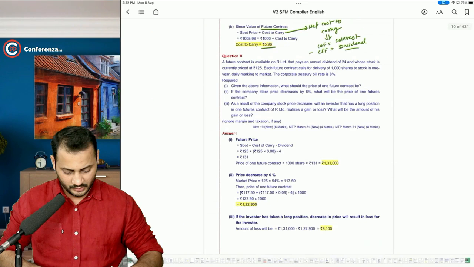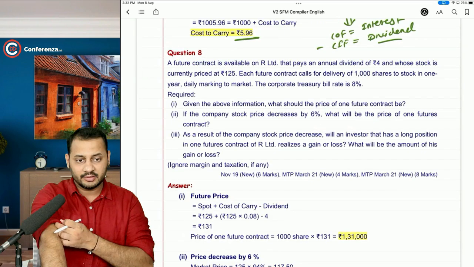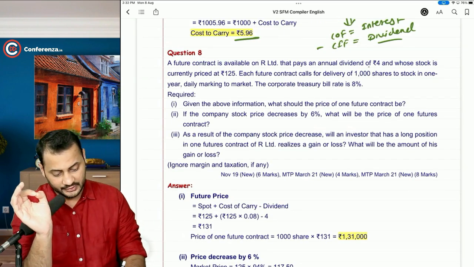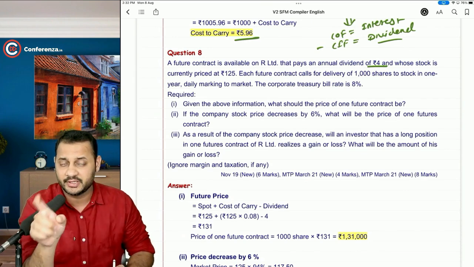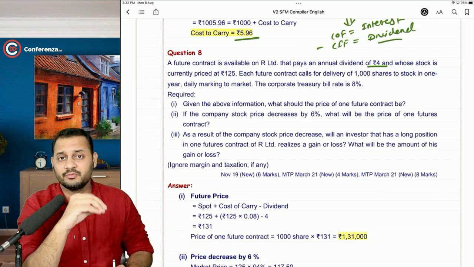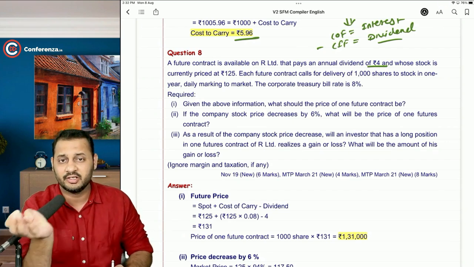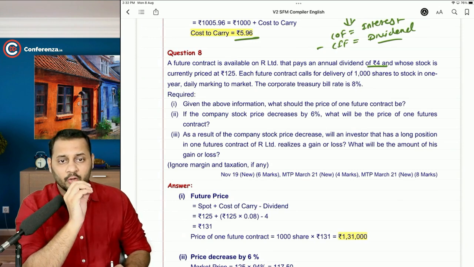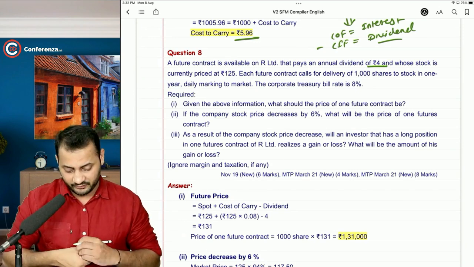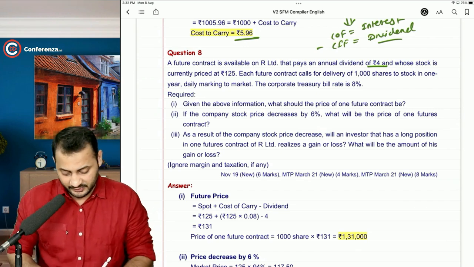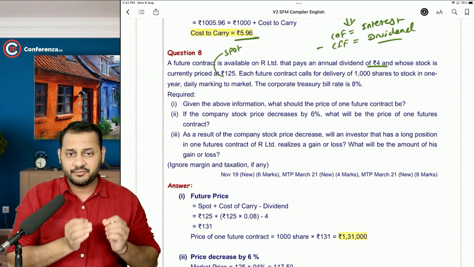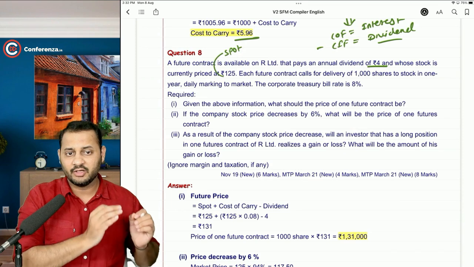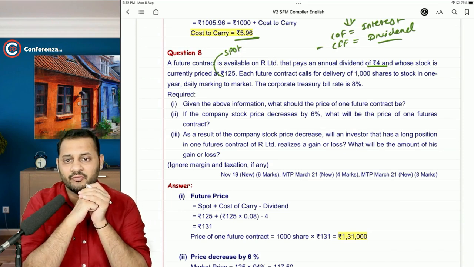So now have a look at question number 8. A future contract is available on R Limited that pays an annual dividend of rupees 4. First of all, the dividend is included in this question, so we have to deduct it from the spot price. And it is given directly in terms of rupees, not in terms of percentage yield. Whose stock is currently priced at 125. That means this is the spot market's price for the share of R Limited. Each future contract calls for the delivery of 1000 shares of stock in 1 year.